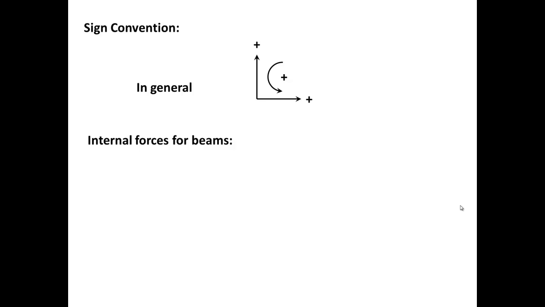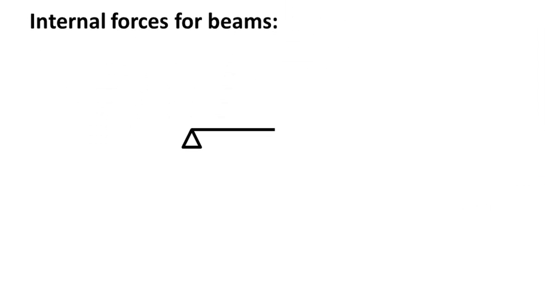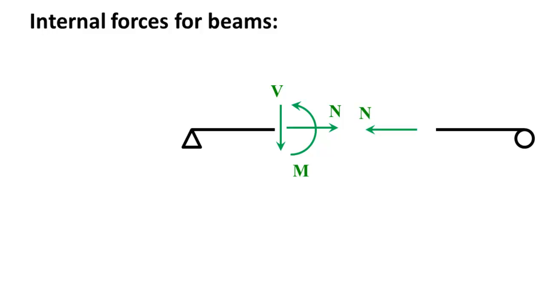Now, what about the internal forces for beams? That's the left hinge or the left support of the beam, and if we make a cut, we will see a normal force, a shear force, and a moment. If we take a section of the beam and look at the same section from the other end, the normal force is going to point the other way, the shear force is going to point upwards, and the moment is going to be clockwise. This is the way we look at the internal forces.